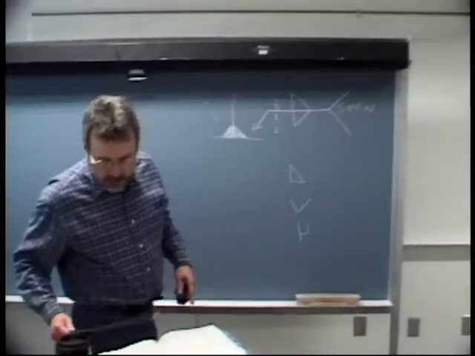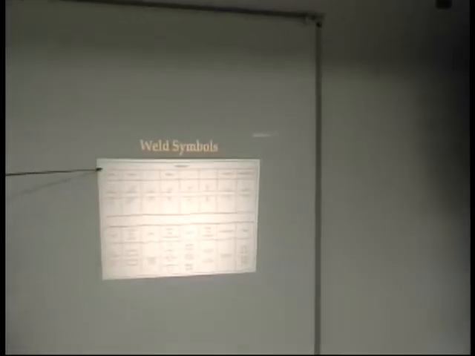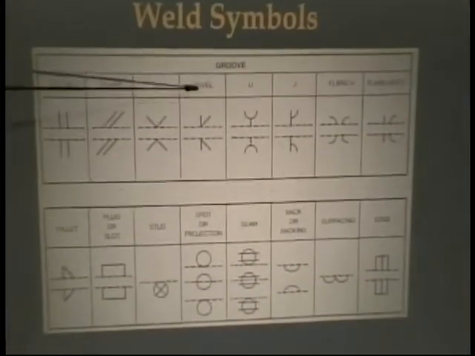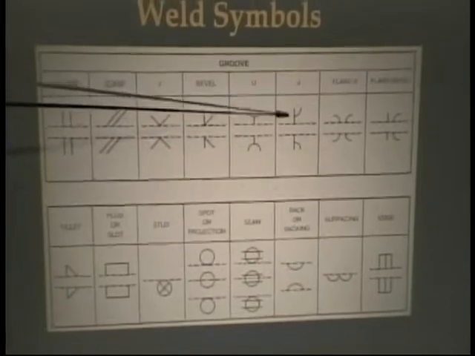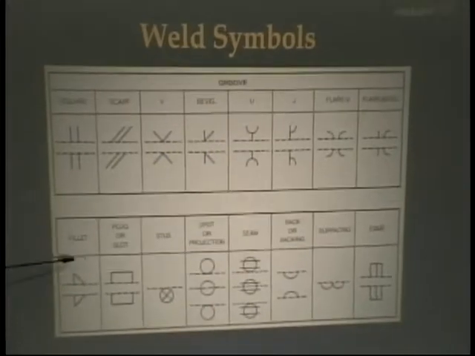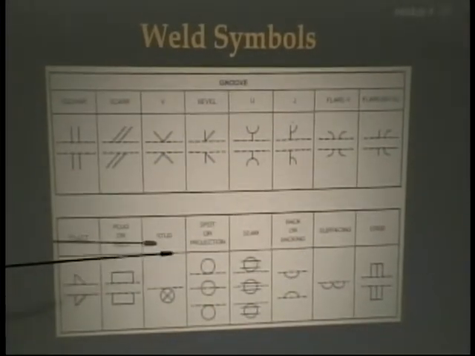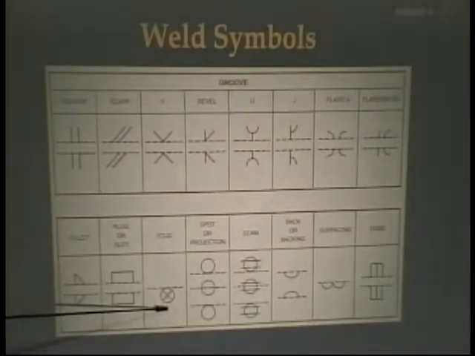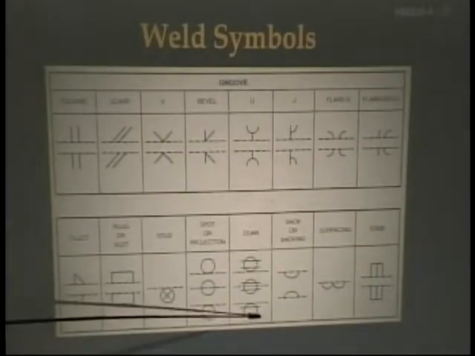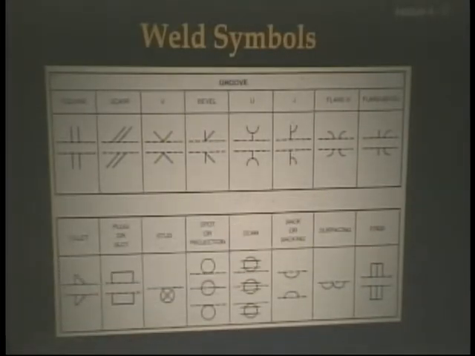So here are some weld symbols. This is figure 30-3 in your book. So here are weld symbols. Square groove butt joint, a scarf, a V groove, a bevel, a U groove, a J groove, a flare V, and a flare bevel. Down here we have the fillet weld symbol, a plug or slot symbol, a stud weld, and the stud weld is always on the bottom of the reference line, spot or projection welds, seam welds, back or backing welds, surfacing welds, and then edge welds. Again, that's figure 30-3.